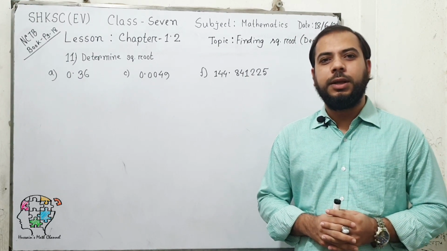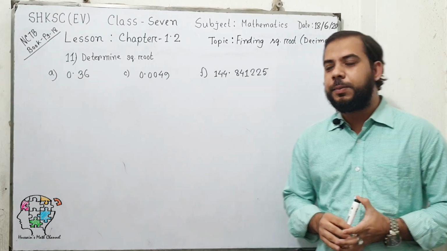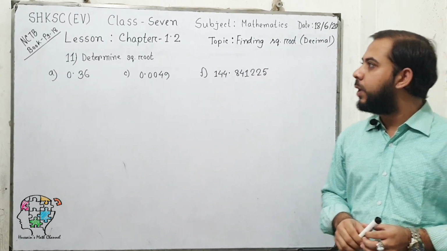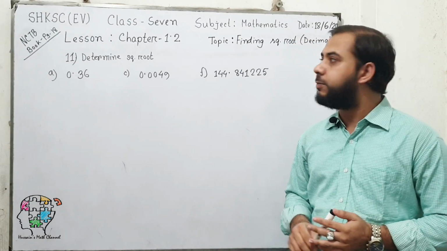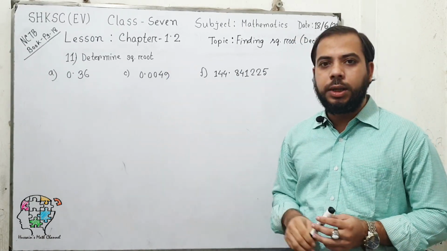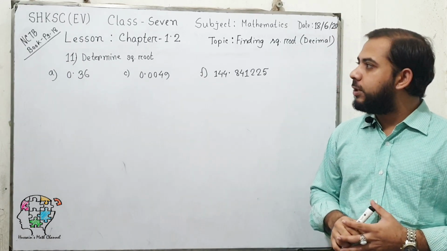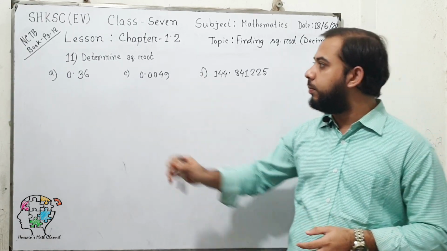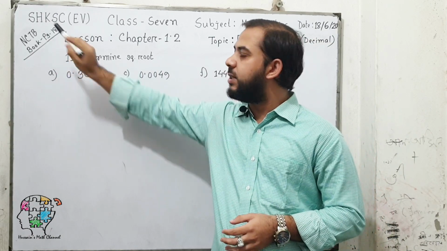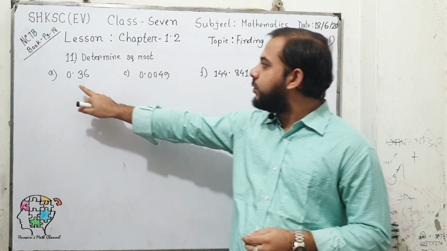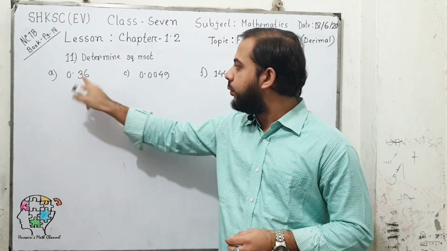Our today's topic is finding square root of some decimal numbers. Today we will do some maths from chapter 1.1, 1.2 of your textbook. At first, let's do some maths from question number 11 from page number 18. Question number A. Determine the square root of 0.36.